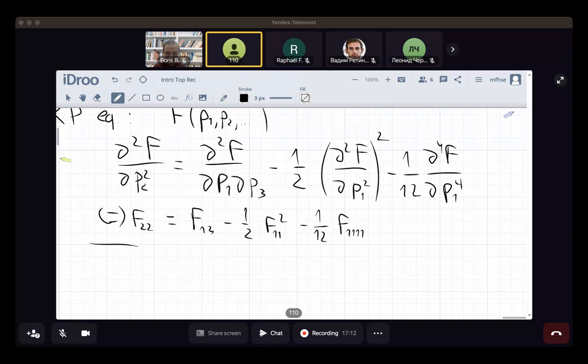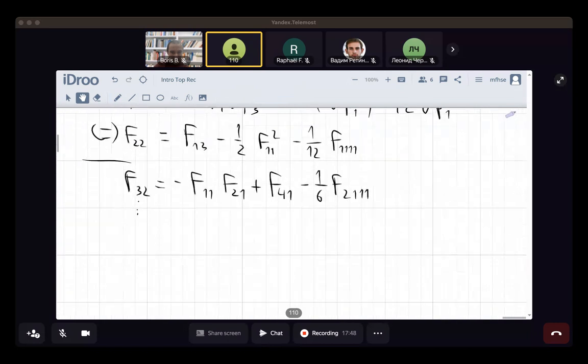And then I can write the second equation. It looks like F32 equals minus F11 F21 plus F41 minus 1/6 F2111. And so on. So you get an infinite tower of differential equations, and there are solutions of those equations.